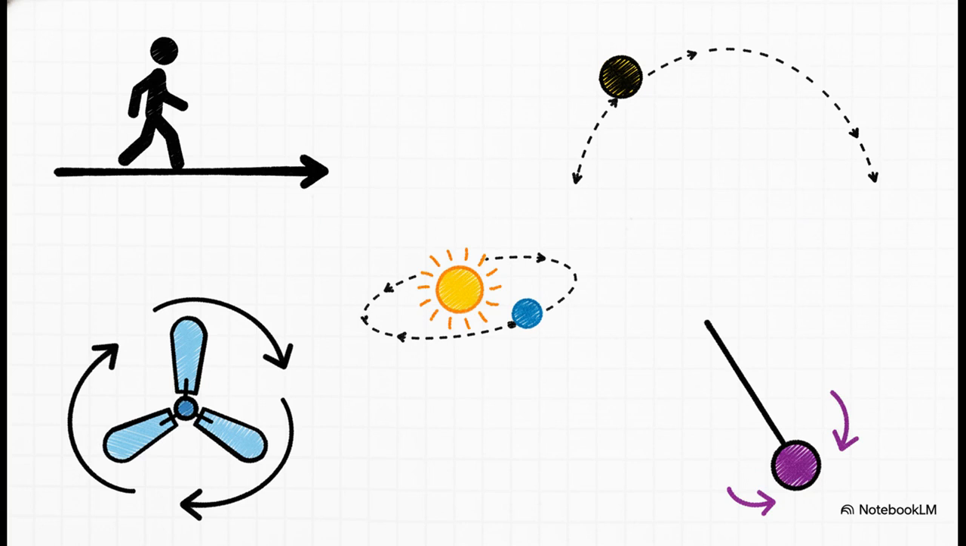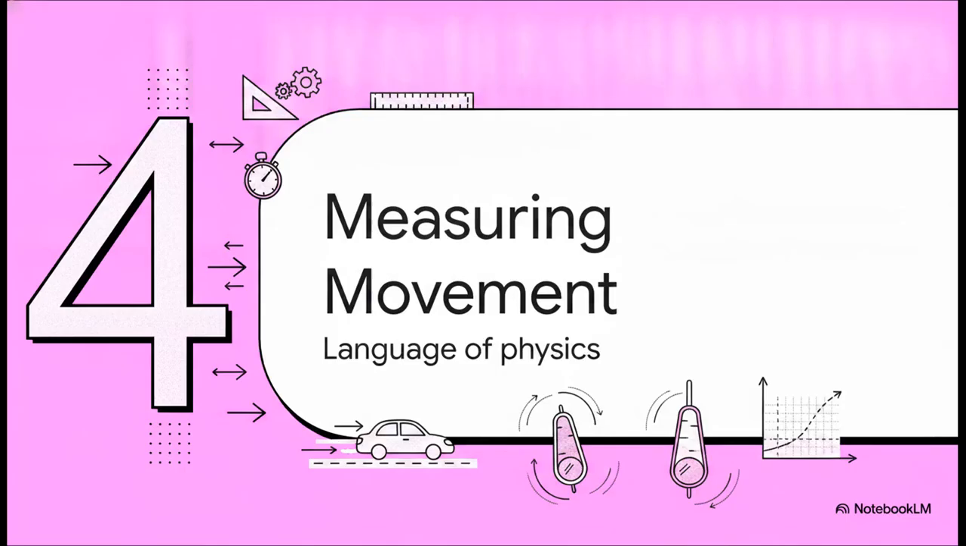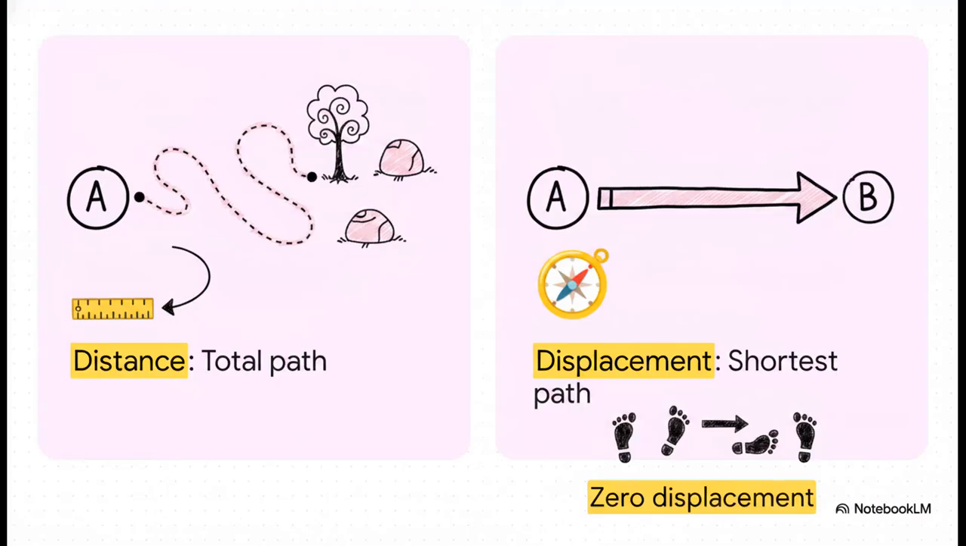Now, when we look at the physical paths that objects take, we can rapidly categorize them. Rectilinear motion is just walking in a straight line. Curvilinear, think of a thrown ball following a curved path. Circular is like the Earth moving around the sun. Rotational is a ceiling fan spinning on its axis. And finally, oscillatory is the repeated back and forth movement, like a swinging pendulum. Section 4. Measuring the movement. The language of physics.